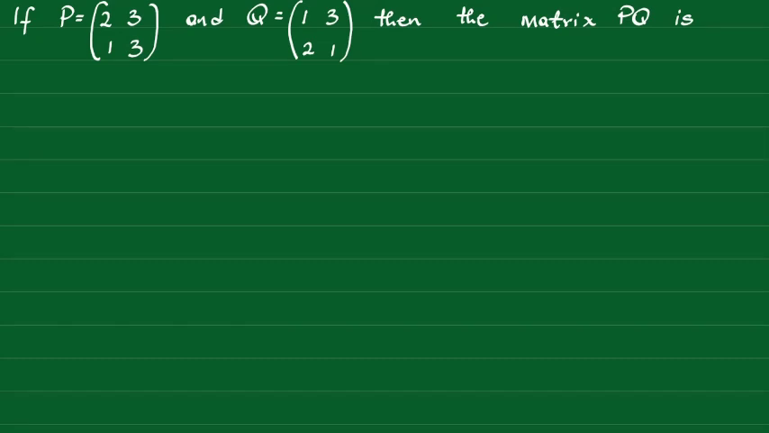So we have this question from PCE 2002, question 23, where we are asked if P equal to the matrix [2, 3; 1, 3], and Q equal to the matrix [1, 3; 2, 1], then the matrix PQ is, quickly we write solution. So we dive into this, write solution.